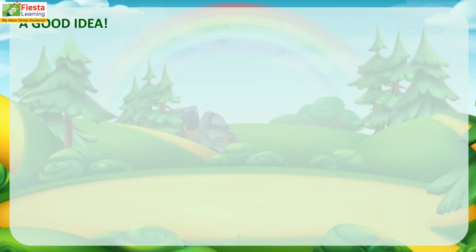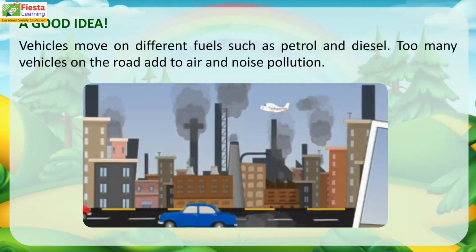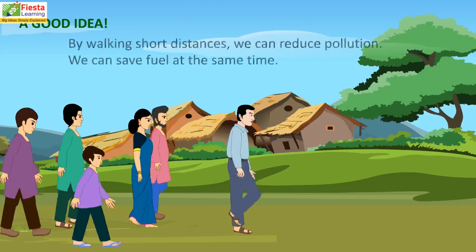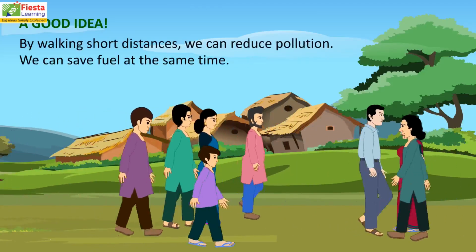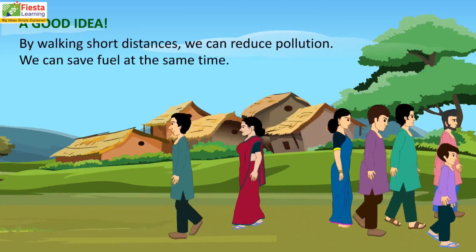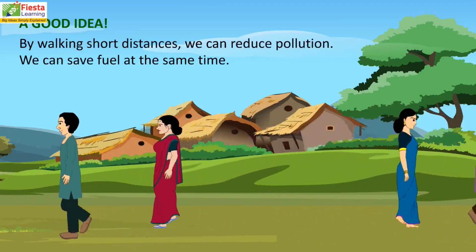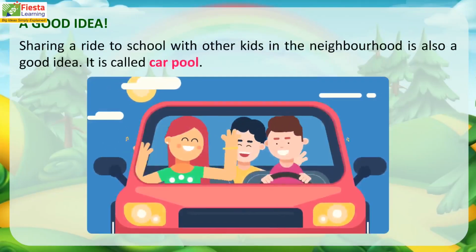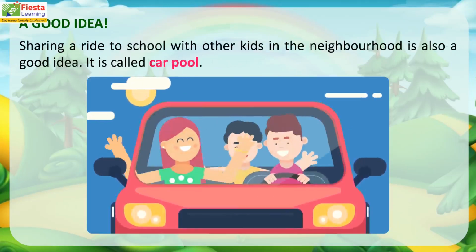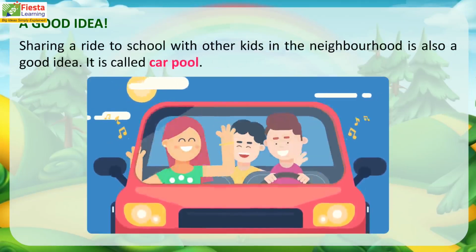A good idea. Vehicles move on different fuels such as petrol and diesel. Too many vehicles on the road add to air and noise pollution. By walking short distances, we can reduce pollution. We can save fuel at the same time. Sharing a ride to school with other kids in the neighborhood is also a good idea. It is called carpool.